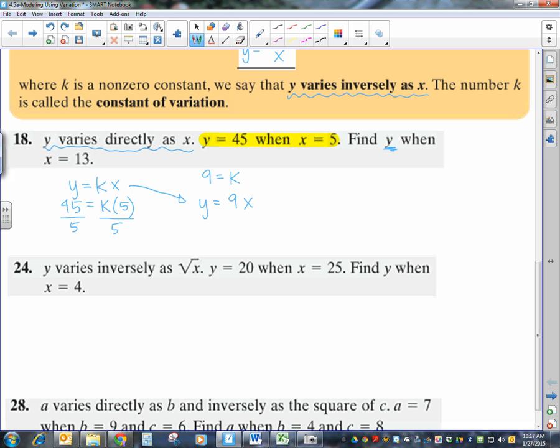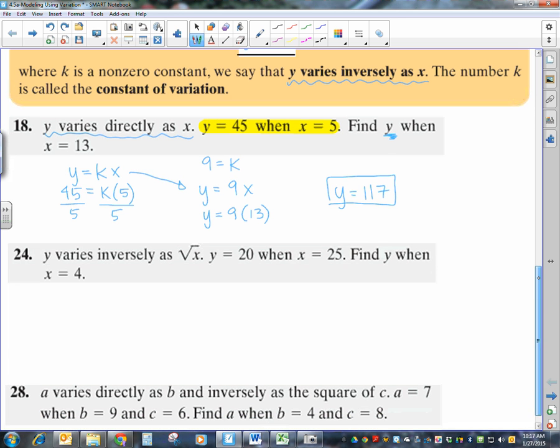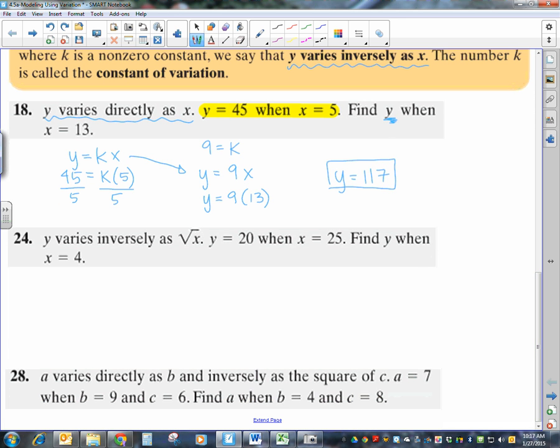Now it says find y when x is 13. So what is y when x is 13? So multiply that out on your calculator and you will find that y equals 117. Okay, let's look at the next one. The next one says y varies inversely as x. So my definitions, if I have inversely, then k is on the top and whatever came after it is on the bottom.